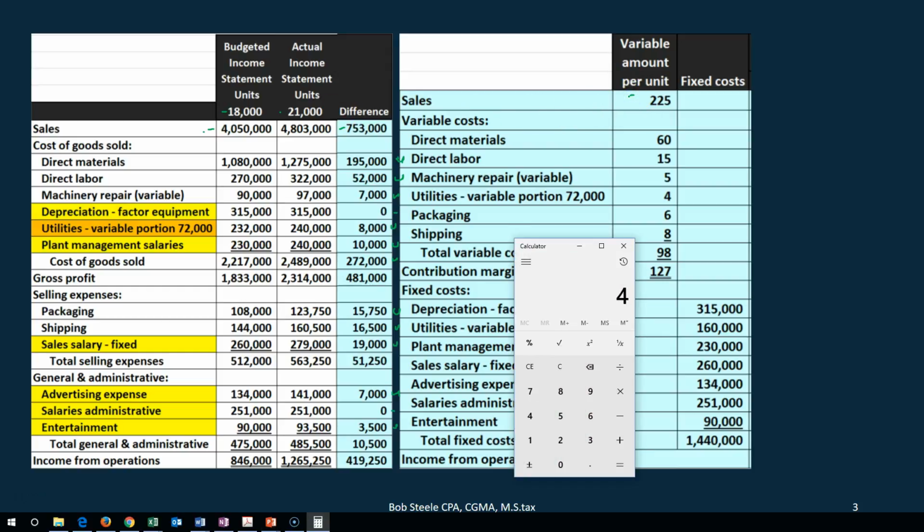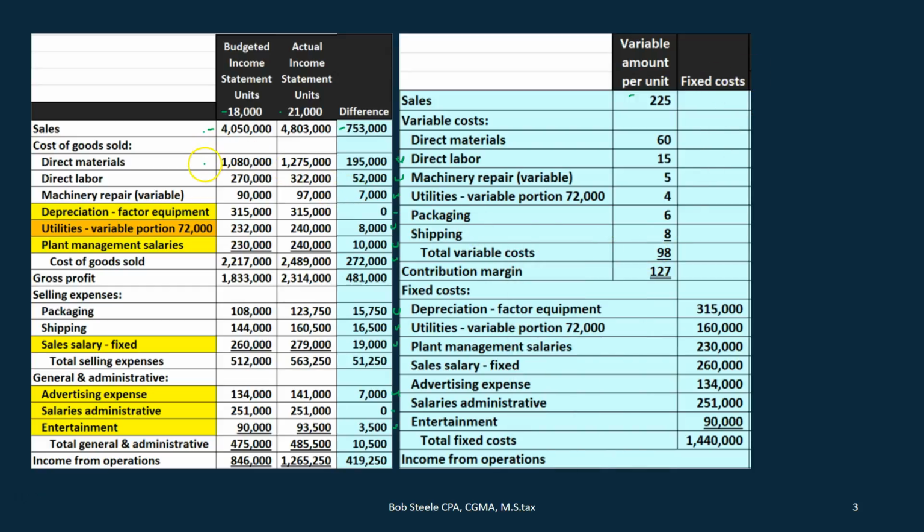So we're taking the 4,050,000 divided by 18,000 units. That gives us this 225. We did that all the way down for the variable cost, and then we pulled the fixed costs down here. We would just keep this process.